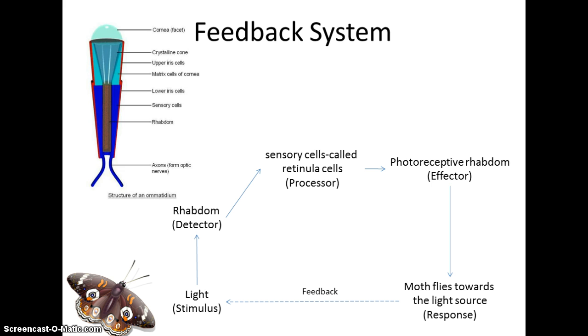This is the feedback system for positive phototaxis in moths. As you can see here, to the left is a small diagram of the structure of a moth's eye, and beneath is the feedback loop. Where light is the stimulus, retinosensory cells are the processors, the rhabdom is the effector, and in response the moths fly towards the source of light.